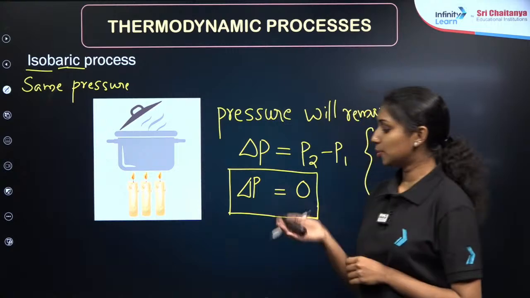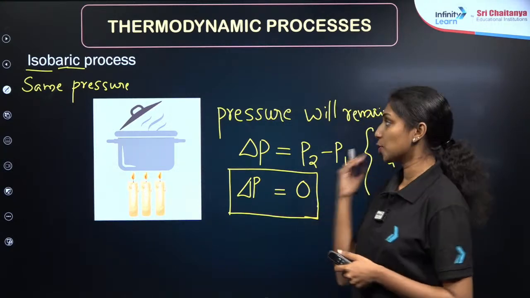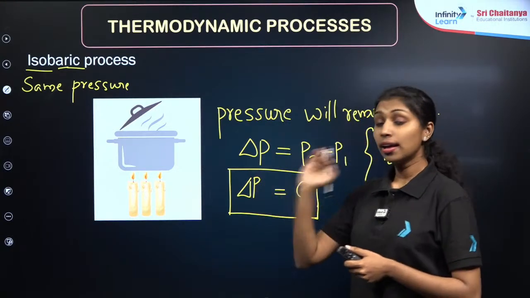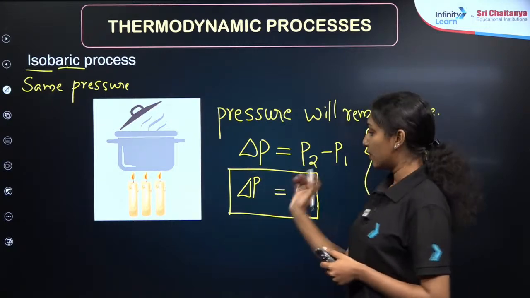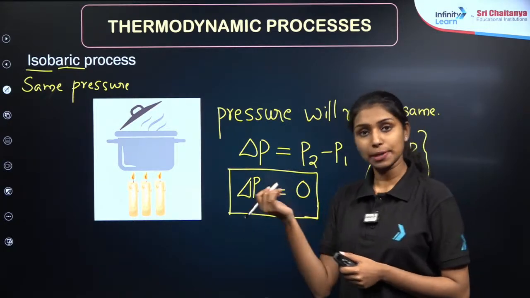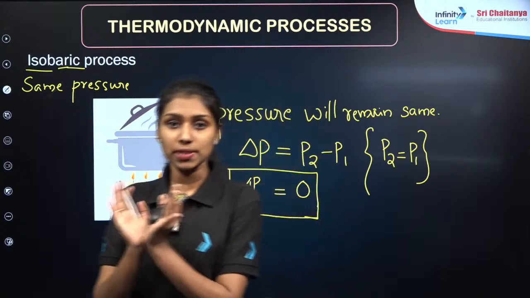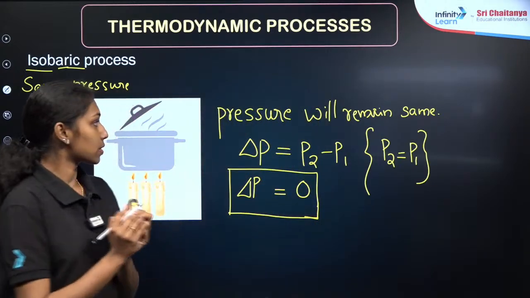Right. Now, we have just discussed the isobaric process, which means it happens under the same pressure condition. So the condition will be delta P is equal to 0. Whenever you see that delta P, or the change in pressure, is equal to 0, you can identify that process as an isobaric process.